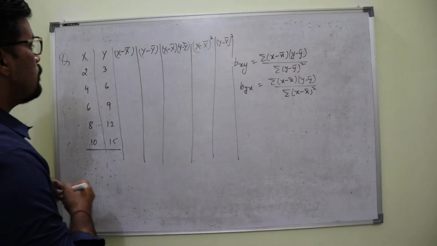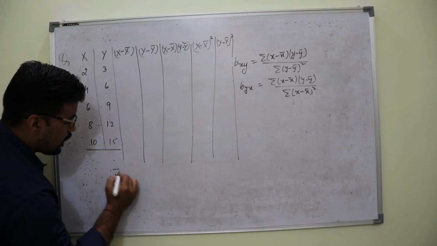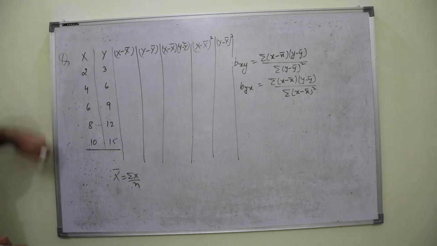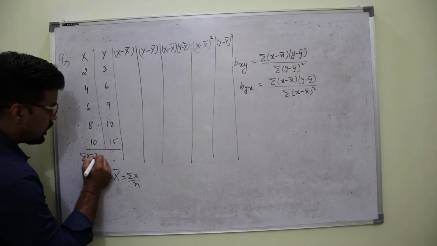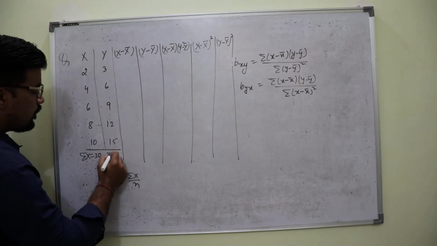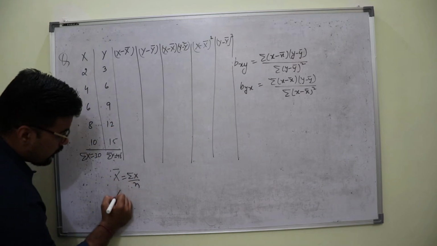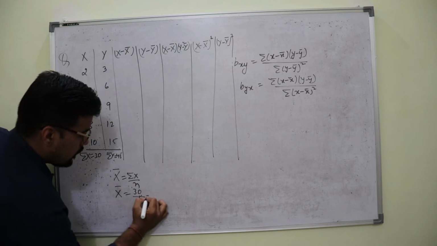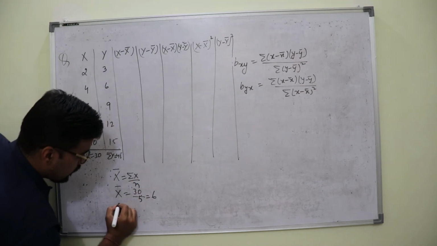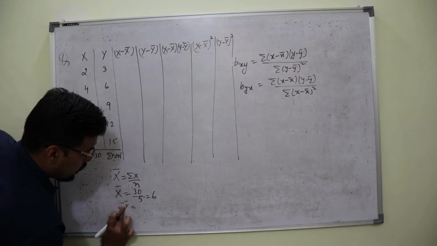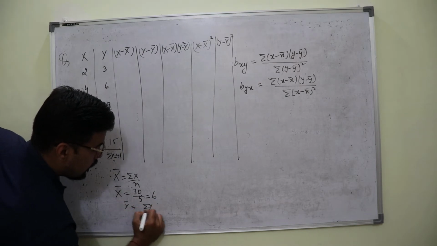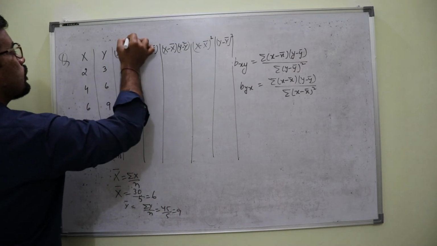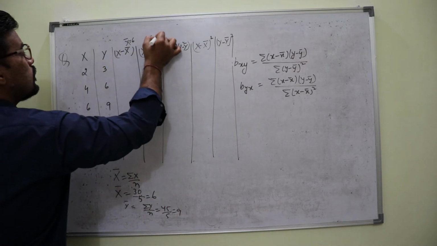So let's start. First of all, we need to find x bar. So x bar is equal to sigma x upon n. If we add all these values, we get sigma x is equal to 30, and if we add all these values, we get sigma y is equal to 45. So x bar is equal to 30 upon 5. So x bar is equal to 6. Similarly, y bar is equal to sigma y upon n. So sigma y is 45 upon 5, we'll get 9. So x bar is equal to 6 and y bar is equal to 9.